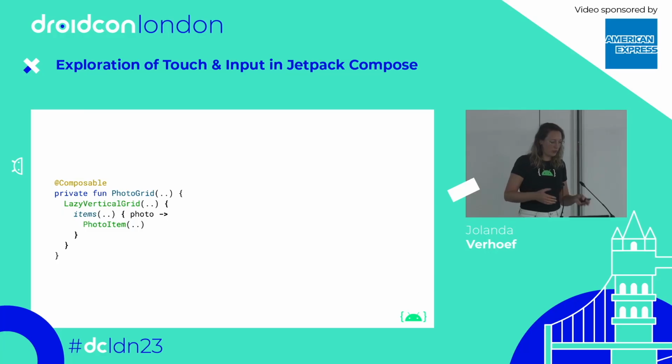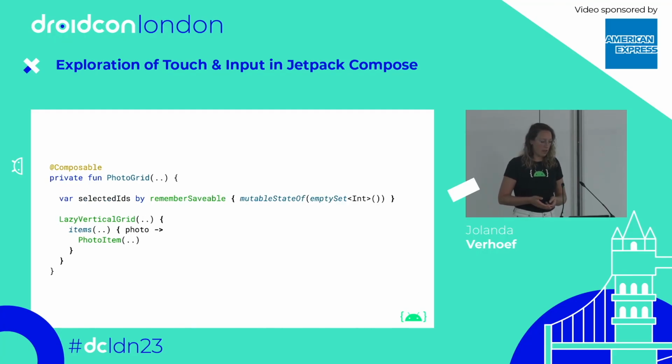So let's keep track of that information in our photo grid composable. Now remember that the photo grid composable currently is simply showing a lazy vertical grid with the photo items in it. We can add this variable selected IDs that can keep track of all the photos. Now, of course, you would normally move this into a view model and you would have brilliant architecture behind it. For the sake of this talk, I have all the state in our composables themselves.